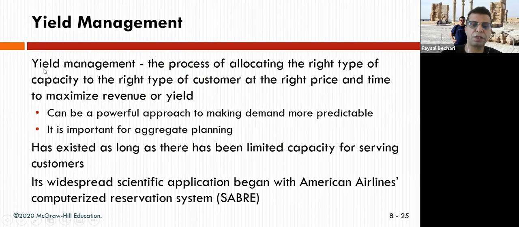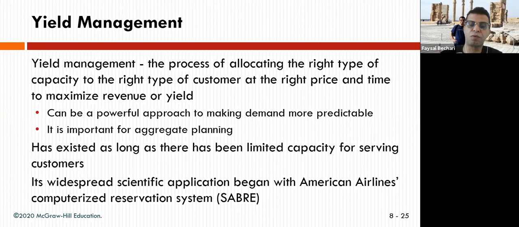Now, yield management. Yield management is usually the process of allocating the right type of capacity to the right type of customer at the right price and time to maximize revenue or yield. So what's involved is the right type of capacity to the right type of customers, the right price, and the right time. If these are all synchronized with each other, you will be maximizing your revenue or yield.